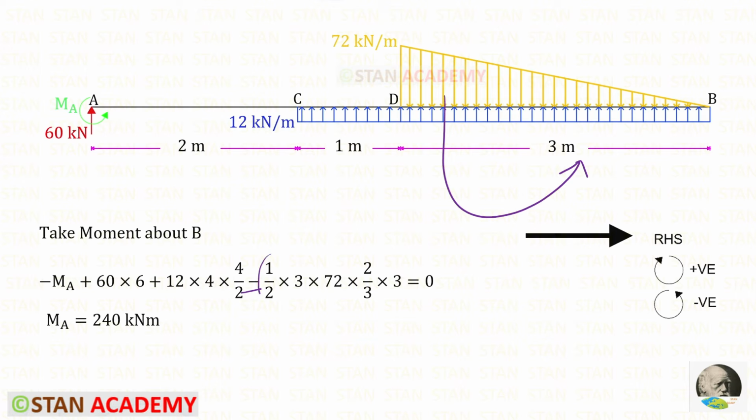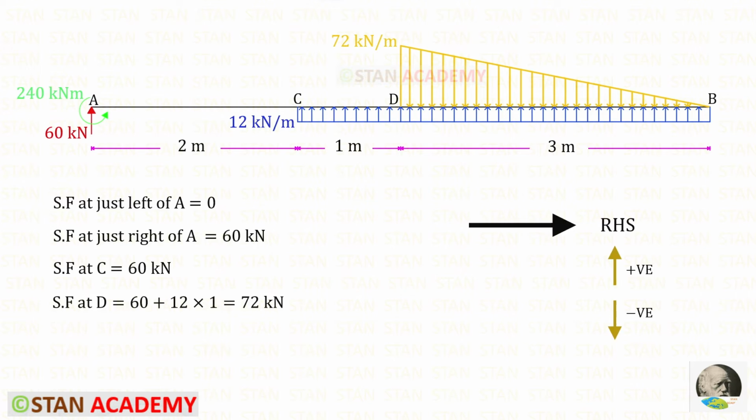We know that this is the area of the triangle. The centroid distance about B is 2 upon 3 into breadth. Here the breadth is 3, so it is 2 upon 3 into 3. For MA, we will get 240 kN meter. Using the right hand side rule, we can find the shear force values at A, C and at D.